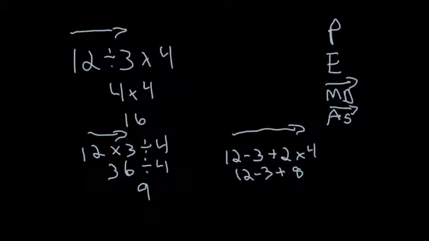Now we're doing addition and subtraction because that's all we have left, but we're still going left to right. So the first thing we have is 12 minus 3. 12 minus 3 is 9. And then we have 9 plus 8, which is 17.